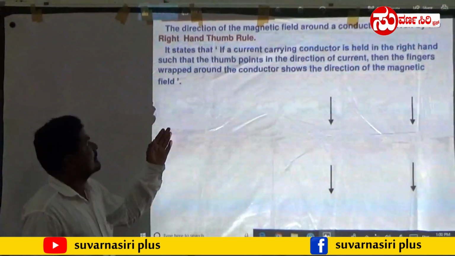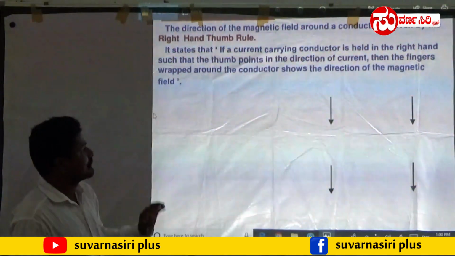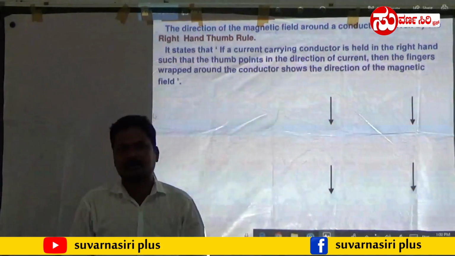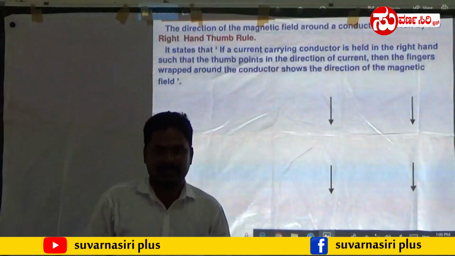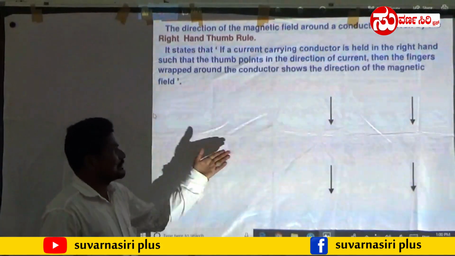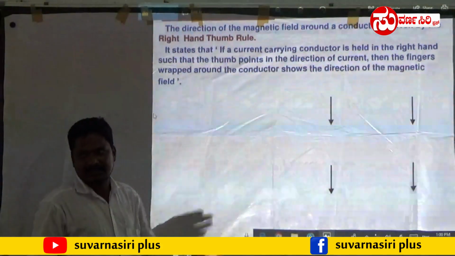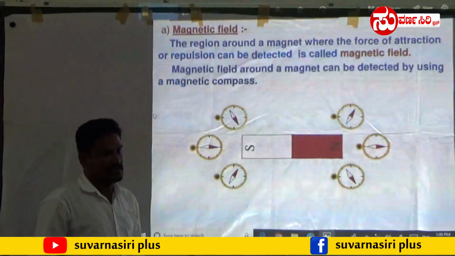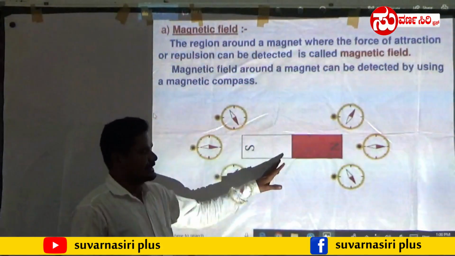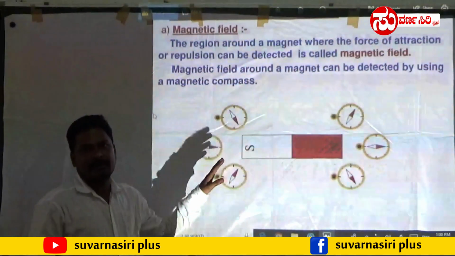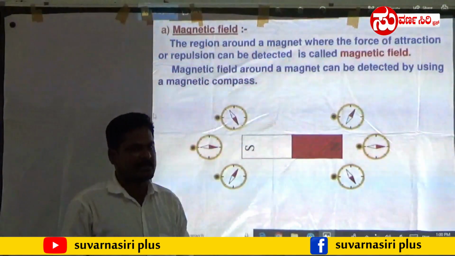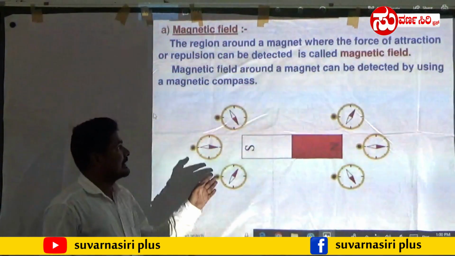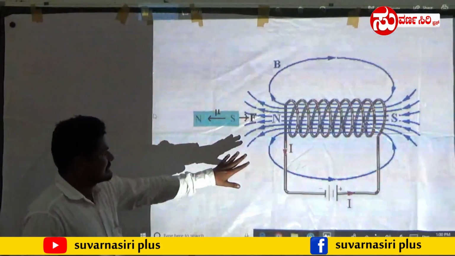And next there is the right hand thumb rule. It is a very important rule, given by Maxwell. So we should learn his right hand thumb rule in this topic. And next there is the magnetic field of a bar magnet. Around the bar magnet, how the magnetic field lines are generated or created, we should learn. And next there is the solenoid.